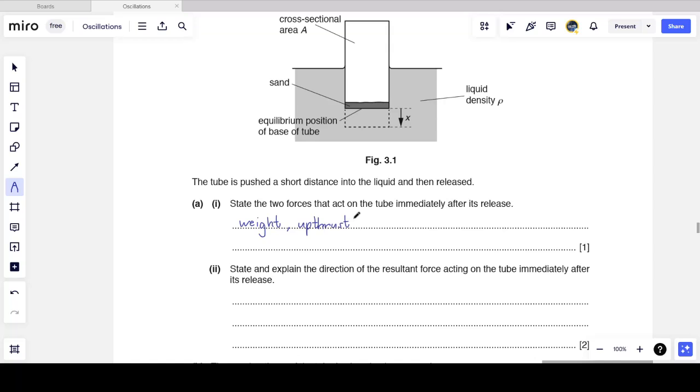And so the two forces, you're only asked to state the two forces. One will be weight, the other will be the buoyant force or the upthrust. So that acts on the tube after it's been released.